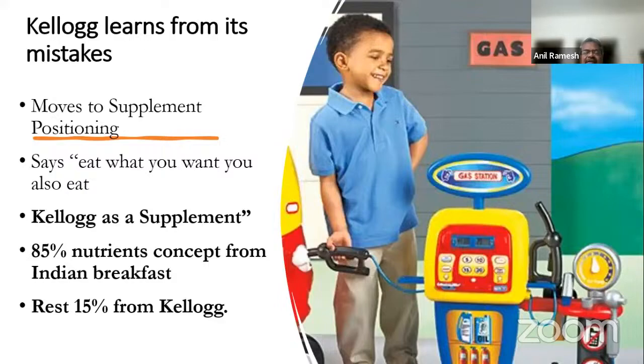So what Kellogg's wanted to do is, it accepted and bowed down to the homemakers, and they said that yes, we did not understand the Indian consumers very well. You please eat whatever you want, and we feel that you are getting great nourishment, great nutrition, but you're not getting complete nutrition. And they try to shift it to, let us take 85% traditional and the rest 15% from Kellogg's.